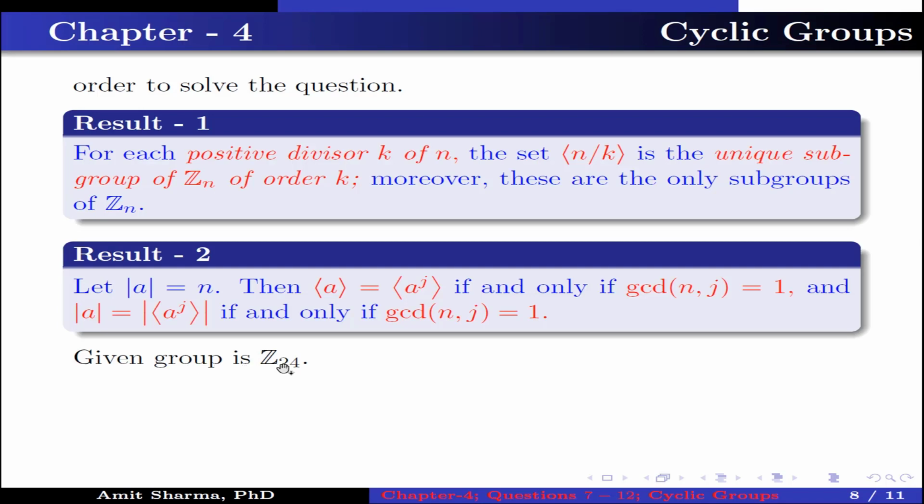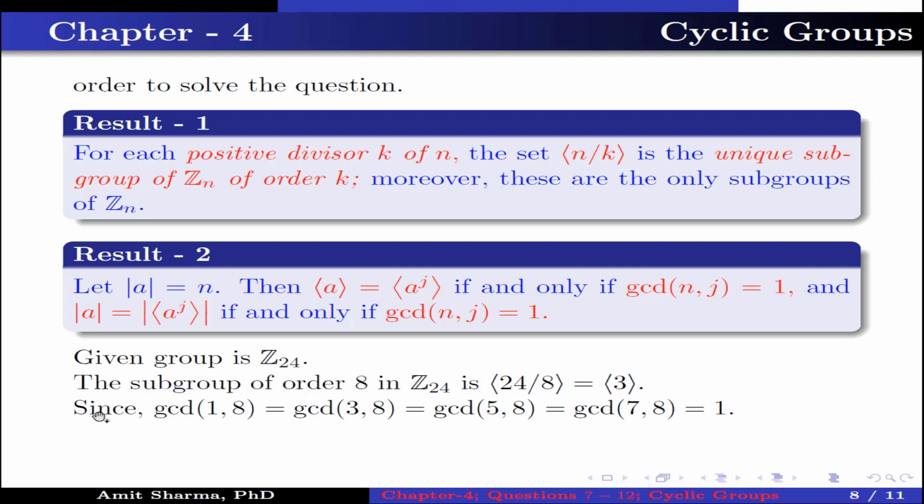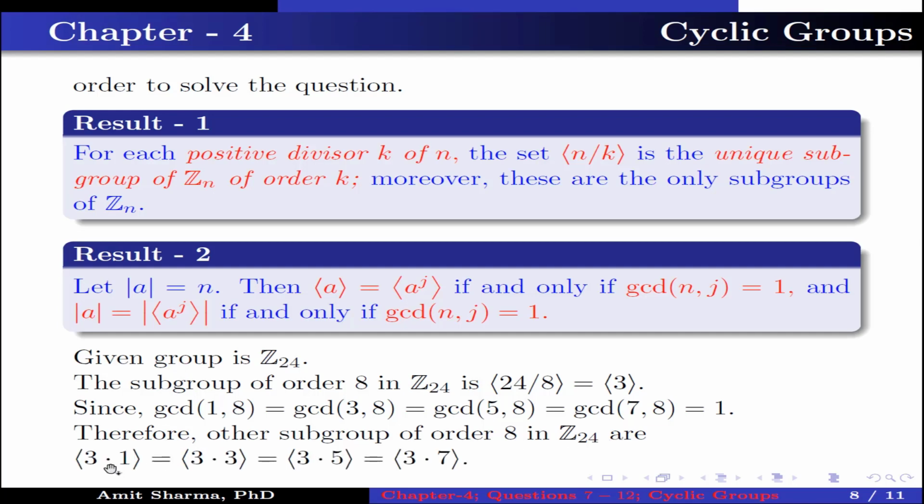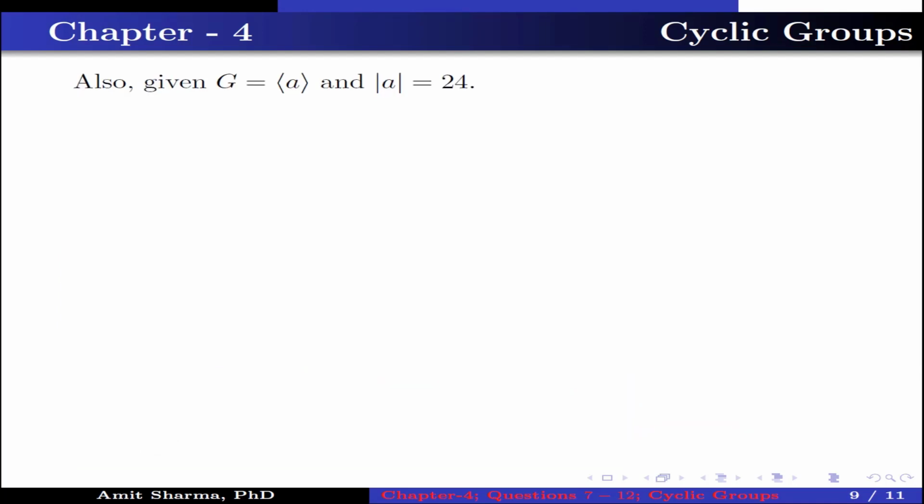Given group is Z24. The subgroup of order 8 in Z24 is generated by 24 by 8, which is equal to the subgroup generated by 3, and 3 is the generator. Since GCD of 1, 8 and GCD of 3, 8, GCD of 5, 8 and GCD of 7, 8 is 1. Therefore, other subgroups of order 8 in Z24 are the subgroup generated by 3 into 1, that is 3, subgroup generated by 3 into 3, that is 9, subgroup generated by 3 into 5, that is 15, and subgroup generated by 3 into 7, that is 21. These are the generators of the subgroup.